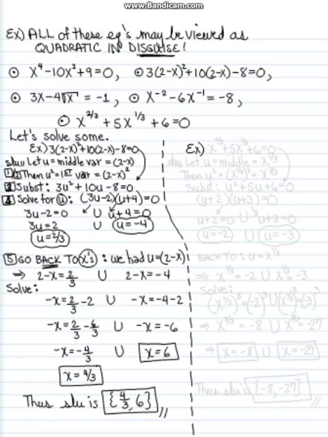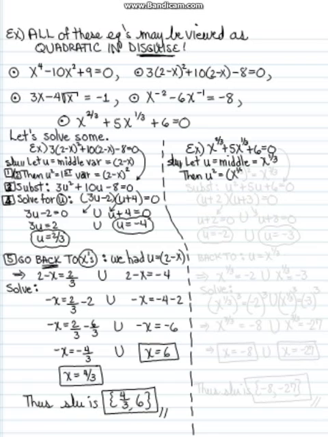Let's go to the last example we'll do here, and that is solving the equation x to the 2/3 power plus 5x to the 1/3 power plus 6 equals 0. Let's do step 1. Let u equal the middle variable. The middle variable is x to the 1/3. Now let's do step 2. Let's check to see if u squared is the larger variable.